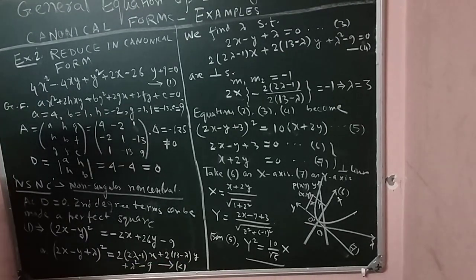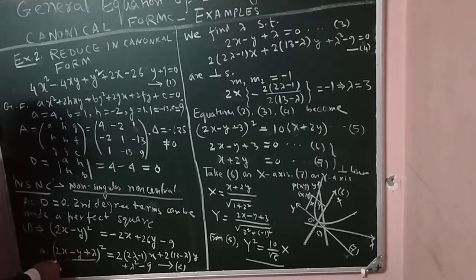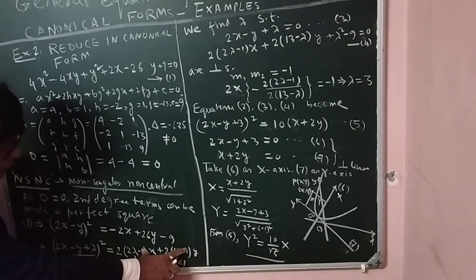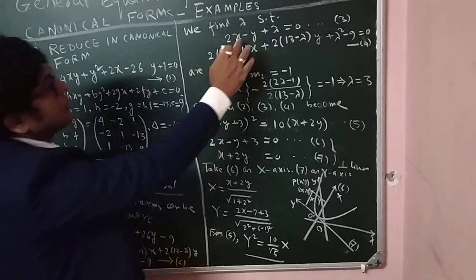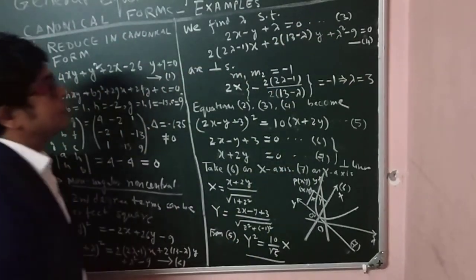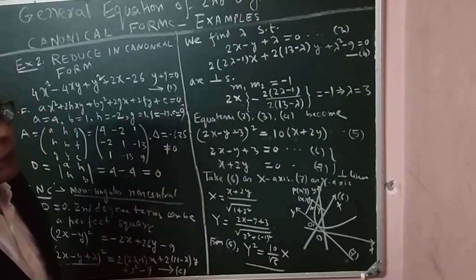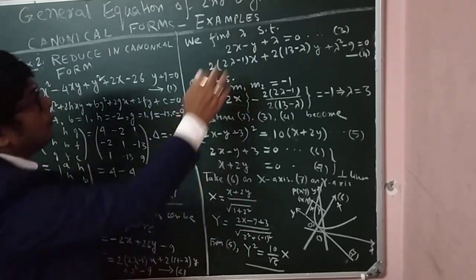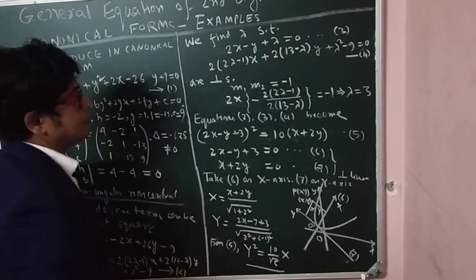Mark it as 2. So we get two lines. One is linear, within the square, and the other is the right hand part. We write these two equations. So equation number 3 and equation number 4 represent the equations of lines. We choose lambda such that these two lines are perpendicular.